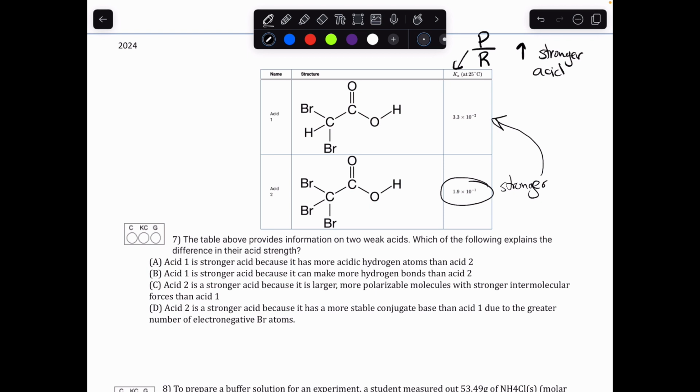So that's a key thing I'm first going to start looking for, is I want acid 2 to be stronger. So that narrows out A and B. Now I just have to pick the correct reasoning. C talks about more polarizable molecules with stronger intermolecular forces than acid 1. D says because it has a more stable conjugate base than acid 1, which is the correct answer, because the key thing about what makes a strong acid is a stable base. Because remember, strong acids want to break apart, and so the thing they're breaking apart into should be stable. If it wasn't stable, then it wouldn't break apart.